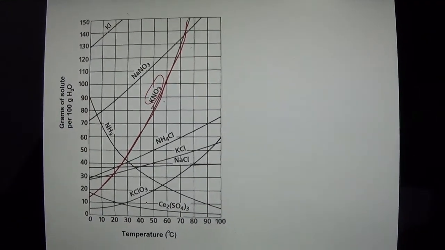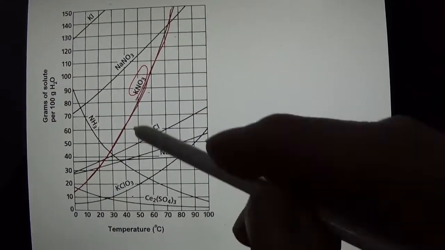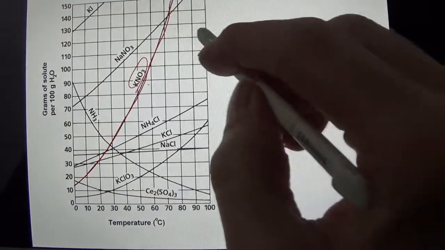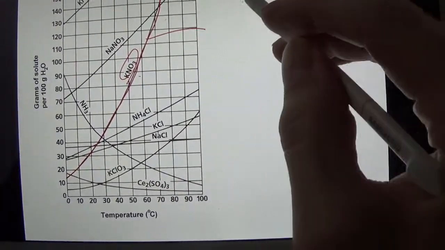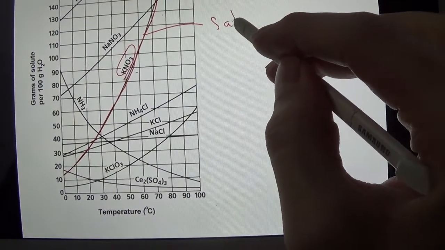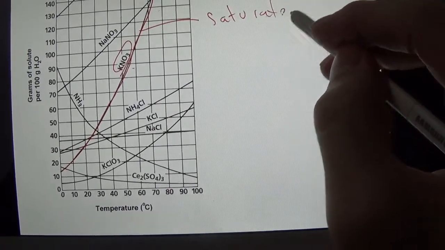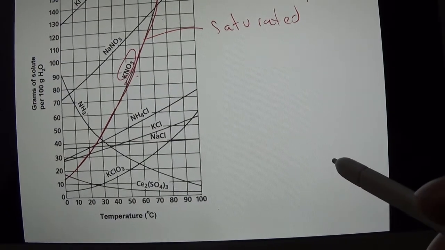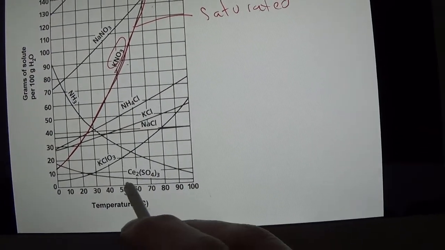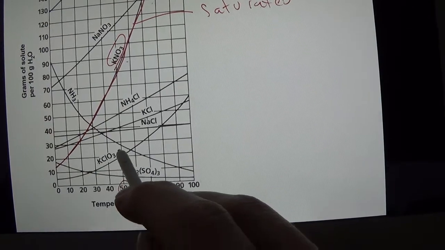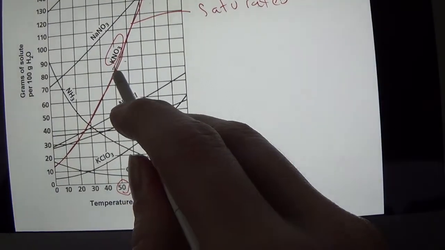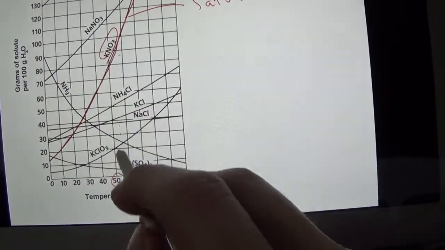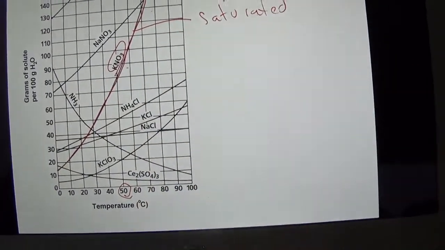All right, so this is a solubility curve, and the line tells us how much will dissolve in 100 grams of water at that temperature. So the line tells us that it is saturated. So if I want to know how to make a saturated solution of potassium nitrate, say at 50 degrees, I'm going to follow up the 50-degree mark and see that it takes, over here, 80 grams of potassium nitrate at 50 degrees to make a saturated solution.